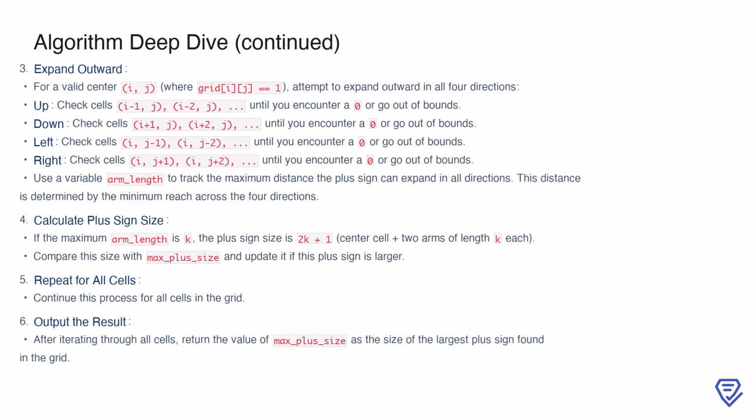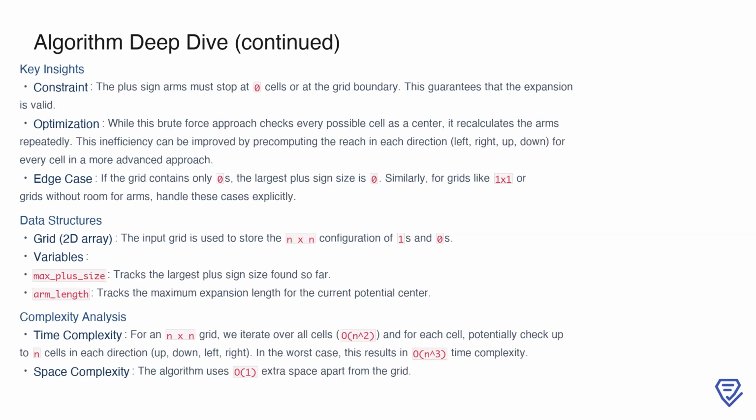As we expand, we track the maximum length that the plus sign can extend in all 4 directions using a variable called arm_length. The key is to find the minimum distance among these 4 directions, as it determines the maximum size of the plus sign that can exist for the current center. Once we know the arm_length, we calculate the size of the plus sign by using the formula 2k plus 1, where k is the arm length. This represents the center plus the 2 arms. If this size is larger than the current max_plus_size, we update it. We repeat this process for all cells in the grid to ensure that no potential center is missed. A few key insights can help solidify our understanding of this approach.